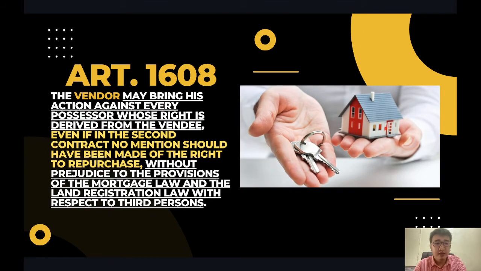Article 1608, the vendor may bring his action against every possessor whose right is derived from the vendee. Meaning, dyan pa lang muna tayo sa una. Let's say for example, the vendor sold a piece of land to B. A sold a piece of land to B, pacto de retro. Ang agreement nila is he can redeem that within 10 years. So, gamitin natin yung 10 years. On the third year, B resold the property to C. On the fifth year, C resold the property to D.